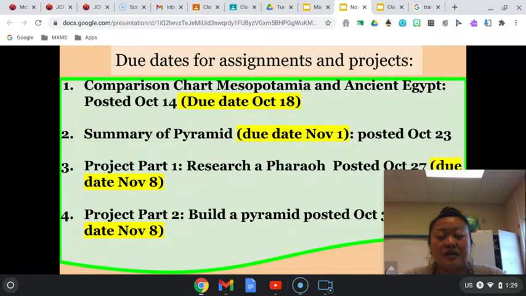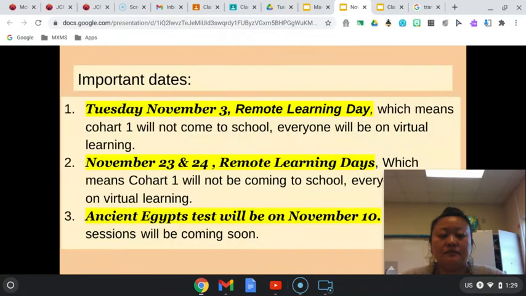Just a reminder, due dates for assignments this coming Sunday. Your project part 1 and part 2 are due, and the other 2s are overdue. So please make sure that you take care of these. Important dates. Don't forget, we have our Ancient Egypt test next Tuesday, and I will start posting review sheets tomorrow.